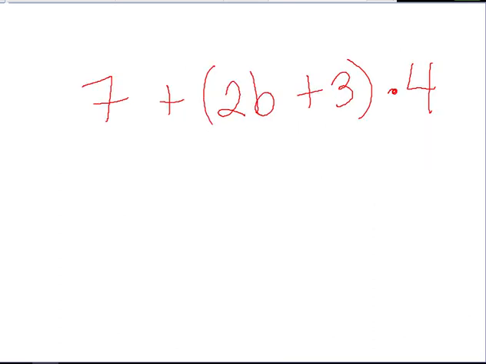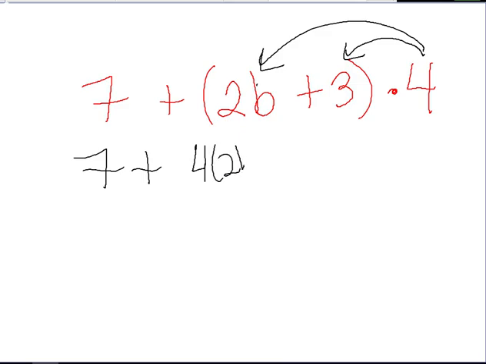So here's another one. Again, I'm looking, I have my parentheses. I'm supposed to deal with my parentheses first according to the order of operations. But since I can't add 2b and 3, the only thing that I can do is to distribute this 4, which is attached to the parentheses with multiplication, the 4 to the 3, and the 4 to the 2b. So the 7 plus is just going to come down. I'm not doing anything with that. But then I have 4 times 2b plus 4 times 3.